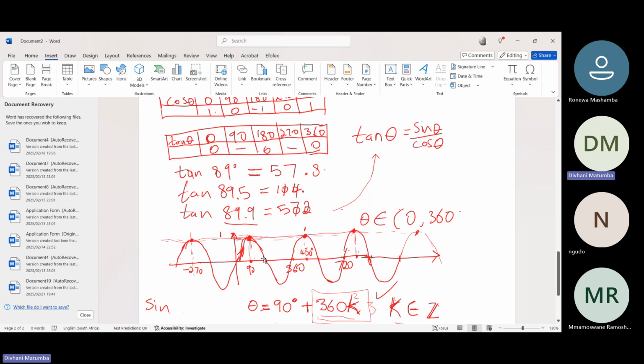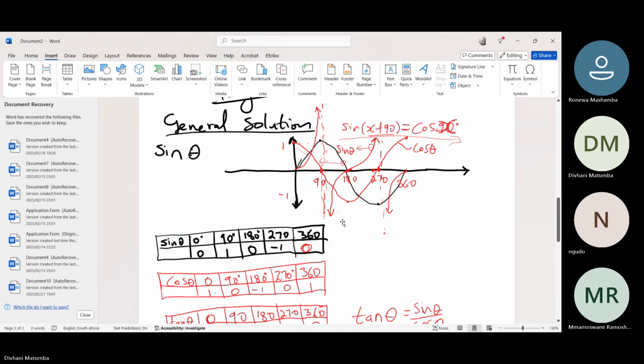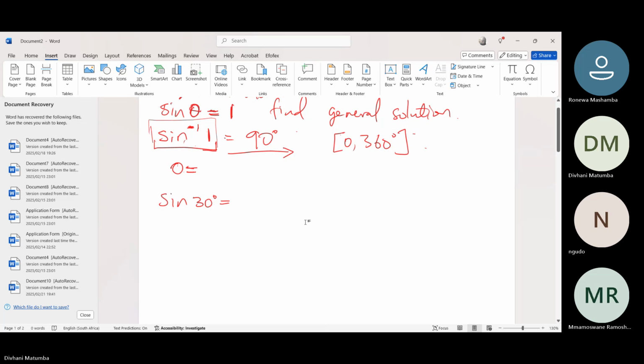So what is the sine of 180 minus 30? It's also equal to 0.5. 180 minus 30 is 150.